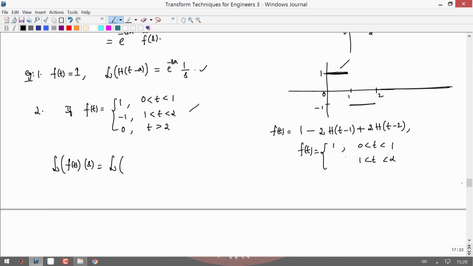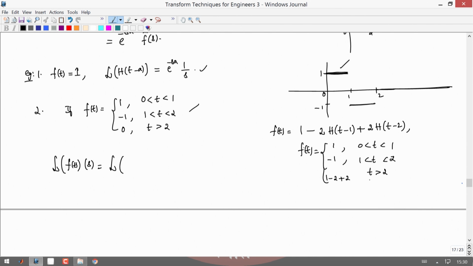So, this is 1 minus 2 times h of t minus 1. When t is between 1 and 2, h of t minus 1 is 1, so it is minus 2, and the last term is 0, because t minus 2 is negative. So, you have minus 1 here. And for greater than 2, it is 1 minus 2, and then plus this, which is also 2.